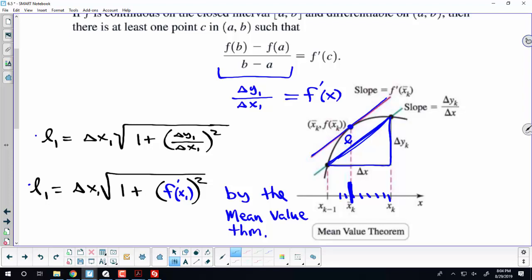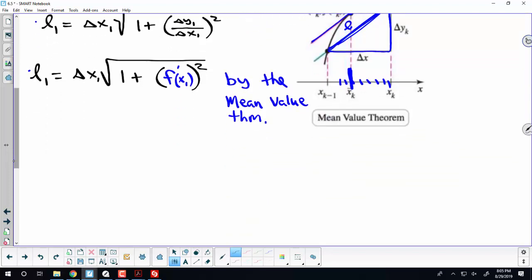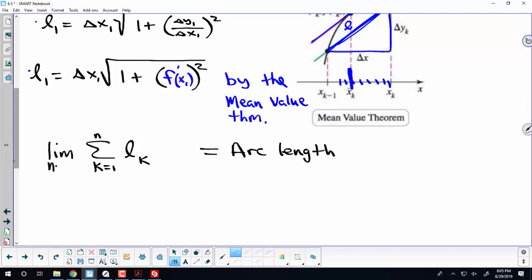So that's the length of that first hypotenuse, if you will. The length of all the other hypotenuses would be the same. And then we take all of that and we sum it up. Sum from k equals 1 to n of L sub k. That gives us our arc length. And then, of course, to make it exact, we have to let n approach infinity. So we're just going to put this expression in for L that we have here.